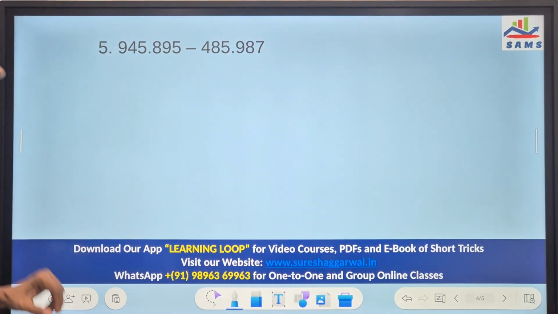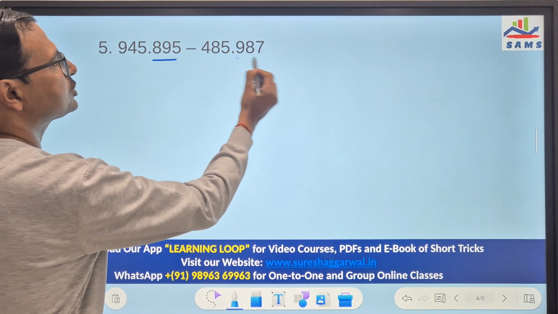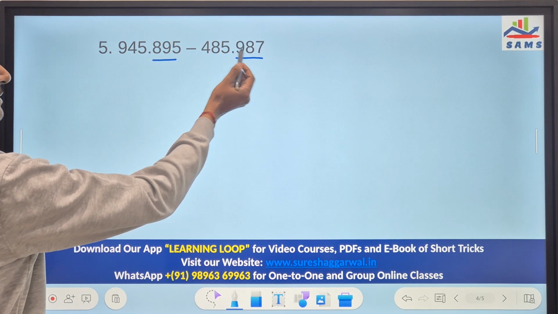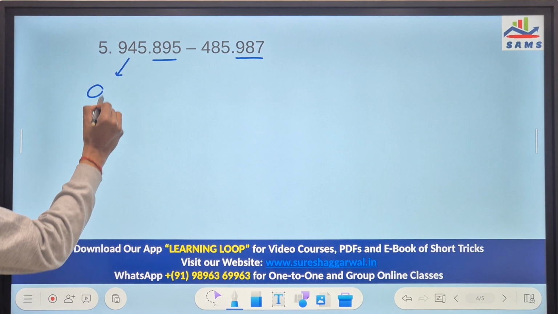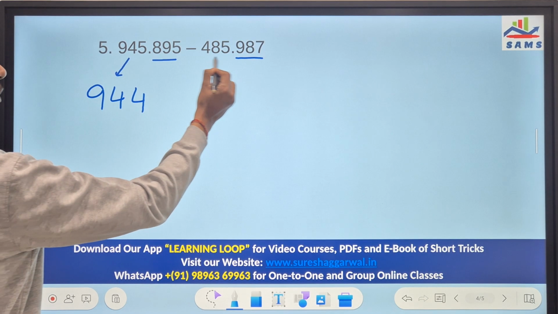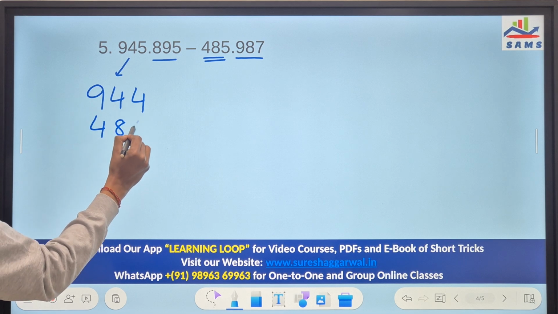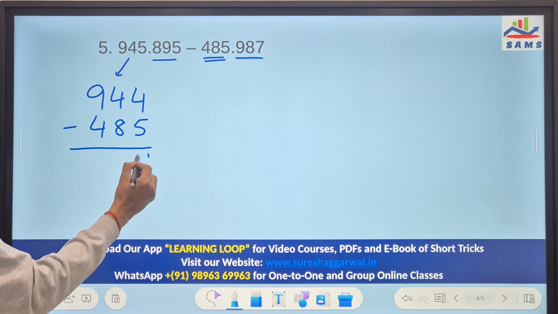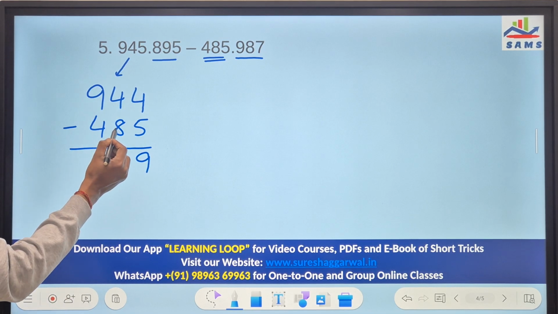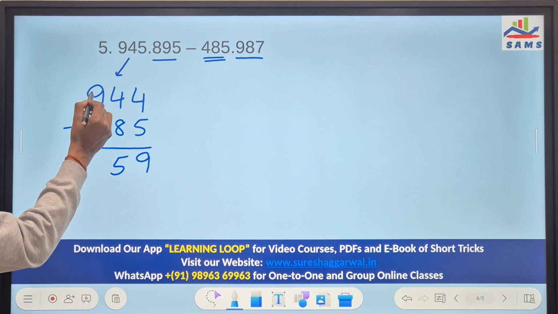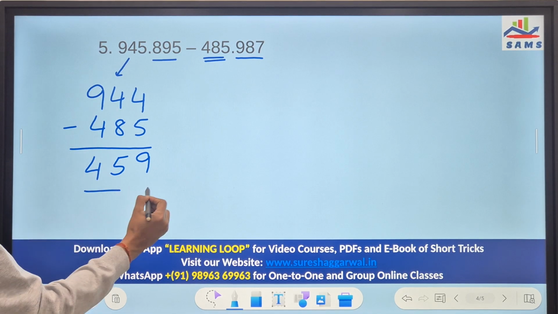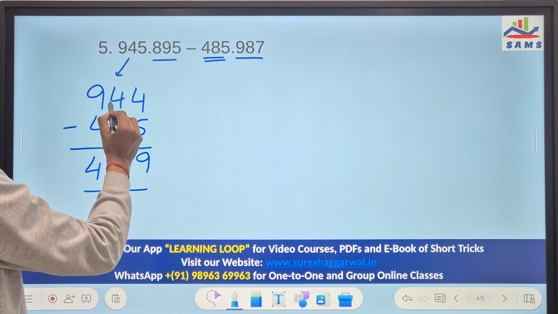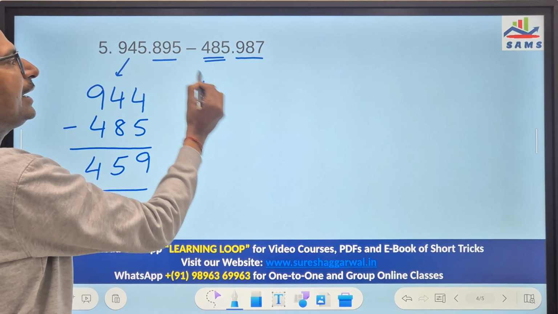Let's see another one. Here you have 3 decimal places and here also you have 3 decimal places. But 895 is smaller than 987. So I'll reduce this by 1. 944. The whole number part here is 485. So I'll have to subtract them first. So this becomes 14 minus 5, 9. And so 13 minus 8, 5. And then 8 minus 4, 4. So 459. And the second part, because I reduce this by 1, I'll write 1895.